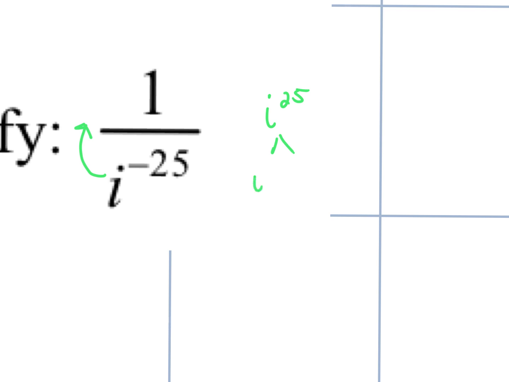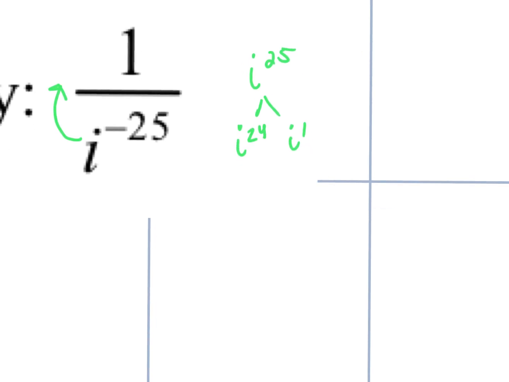Now I'm going to rewrite it. So I have i to the 24th times i to the first. I'm going to write my i to the 24th in terms of i squared. So i squared, and divide that by 2. So to the 12th power times i. Negative 1 is i squared times i. So negative 1 to the 12th power is positive 1. So your answer is just simply i.